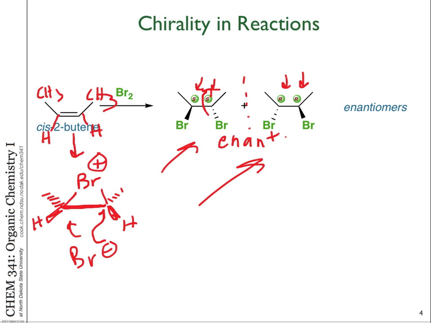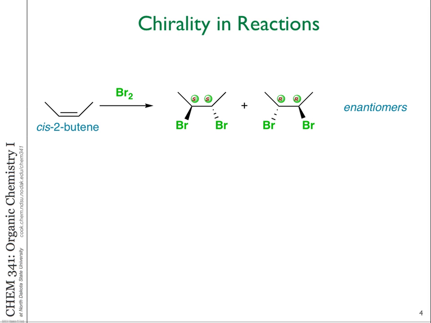That would form one enantiomer or the other. Okay, I want you to notice very carefully. This is the SS and this is the RR. These are enantiomers. If we start with the cis-2-butene, we form the SS enantiomer and the RR enantiomer in a racemic mixture. Okay, what happens if we start with the trans isomer?